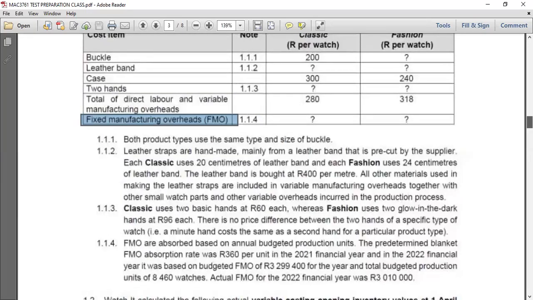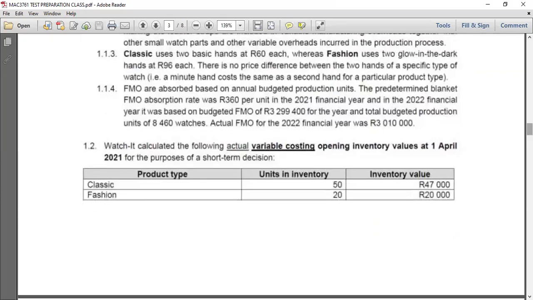And remember that fixed manufacturing overheads are allocated according to budgeted figures, not actual figures. Fixed overhead absorption rates are allocated according to budgeted figures, even if you are preparing the actual statement. Unless told otherwise, fixed manufacturing overheads are allocated according to the budgeted absorption rate. Why? Because they will need to make decisions during the year, but the actual activity levels will only be determined at the end of the year. That's when you know how many units you have produced, how many labor hours you have incurred, and so on.